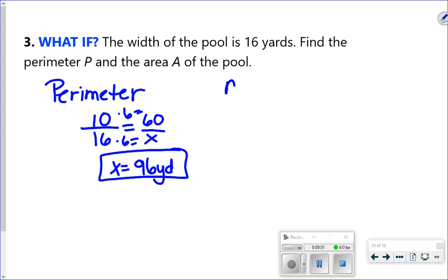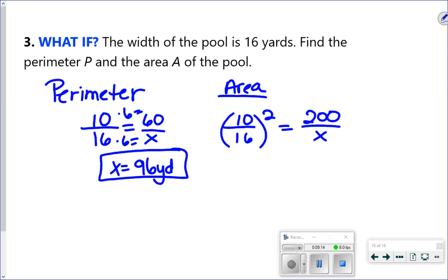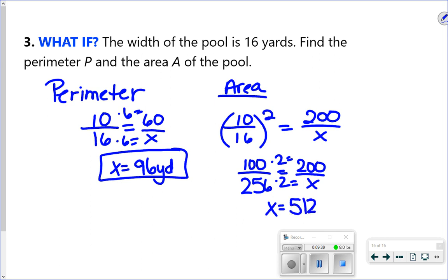Okay, now I'm going to do the same thing for area, but of course, remember we need to square when we're writing a ratio. So 10 over 16, that's going to be squared because this is an area problem. And then I had 200 for my area, and then I'm looking for x here for my area for the pool. So 10 squared, that's 100. If I do 16 squared, I get 256 equals 200 over x. When I multiply each side by 2, 100 times 2, that's going to give me 200, and it looks like my x here is going to be 512 yards squared.